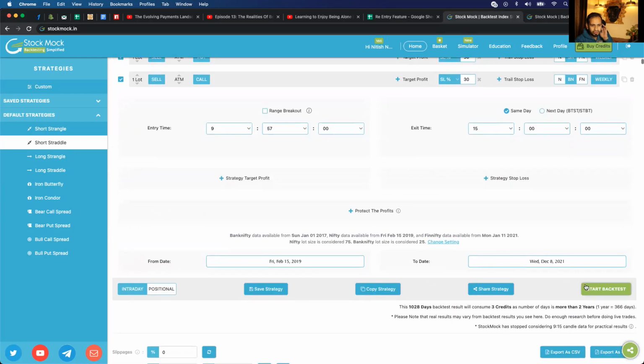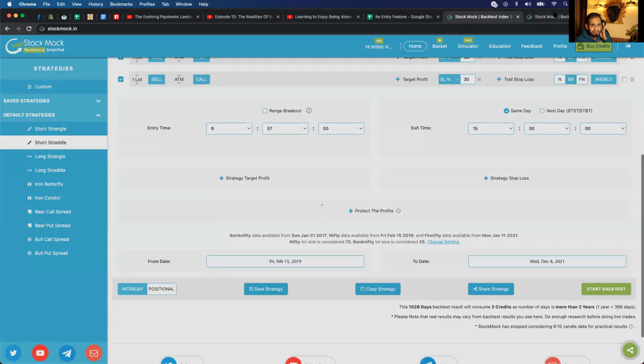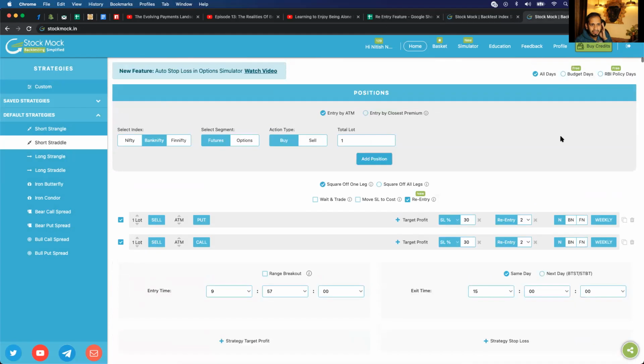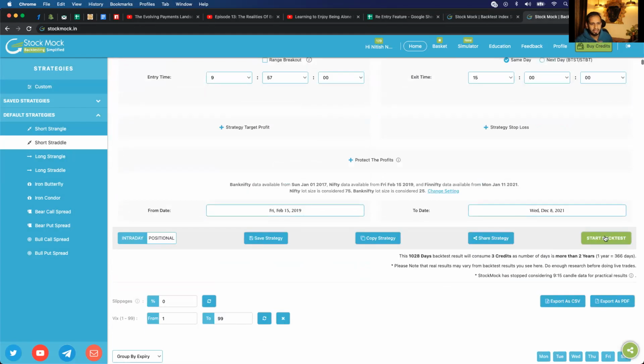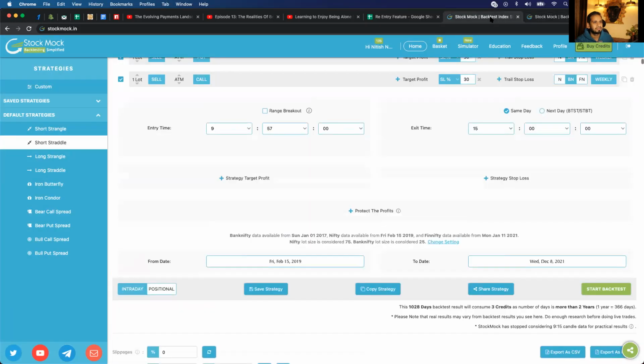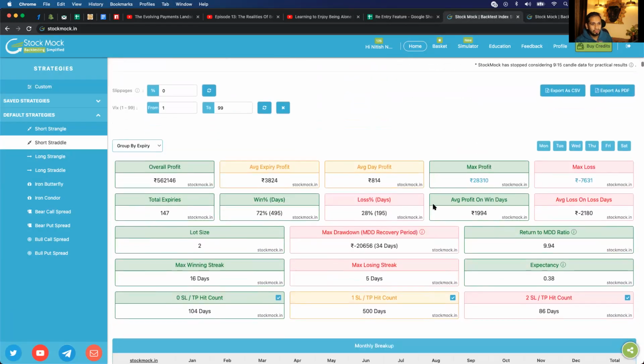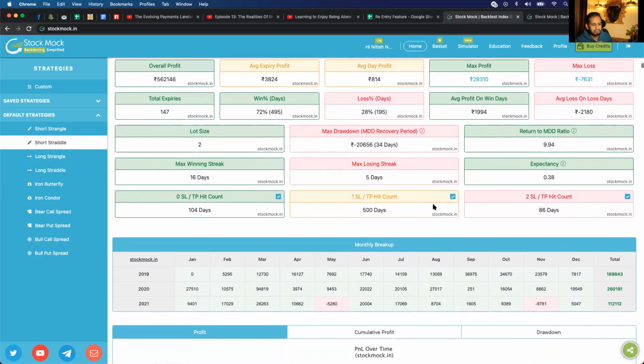Okay. So without re-entry, I'll check it. And with re-entry also, let's check it for Bank Nifty. I don't know the results, honestly. So for Bank Nifty, it's showing for the last 2.5-3 years backtesting. It's 814 rupees. It has 2 losing months. But I'm majorly concerned with drawdown. It's 20,000 drawdown. Expectancy is 0.38.